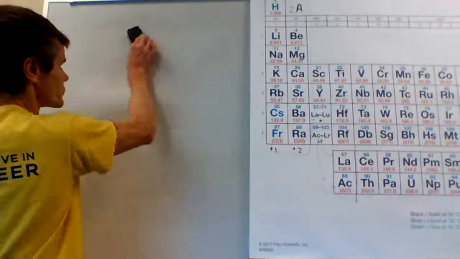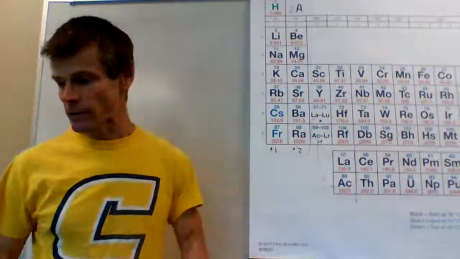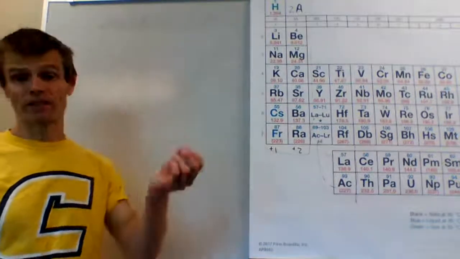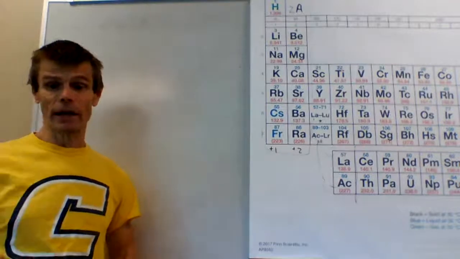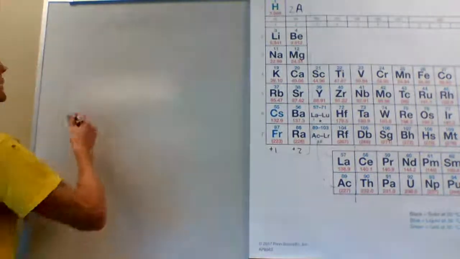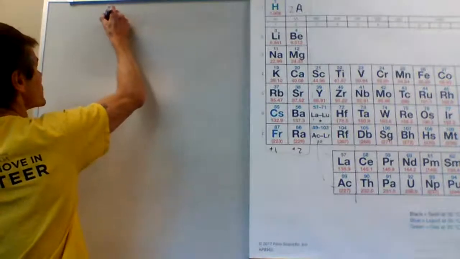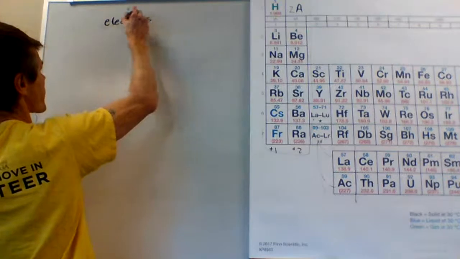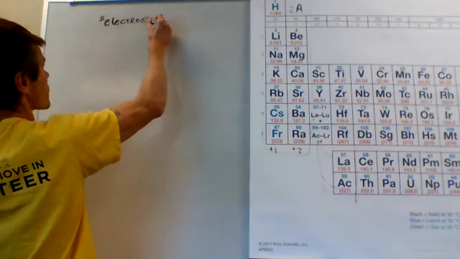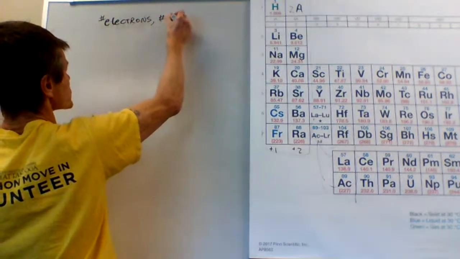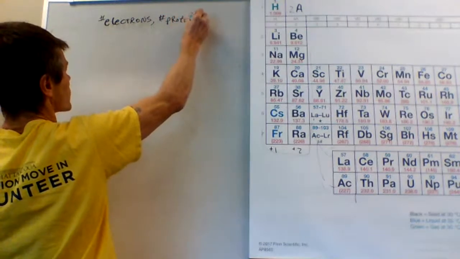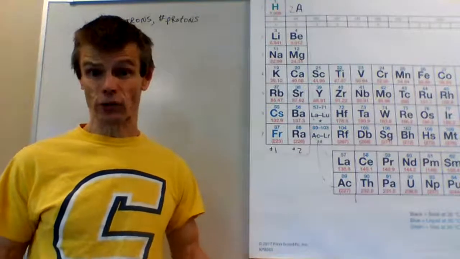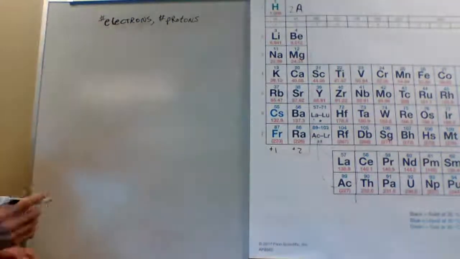What we're going to do is look at several ions. And what we should be able to do is predict the number of protons, the number of electrons, and the electron configuration for these different ions that are formed. So we're going to write down the number of electrons and the number of protons for the following ions. And let's also write down their electron configuration.